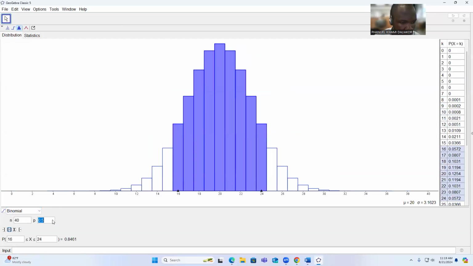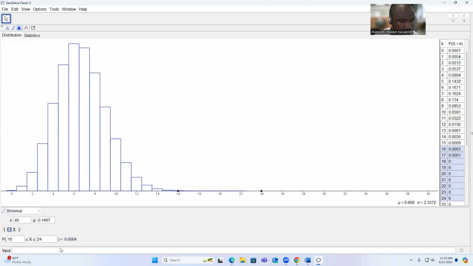Then the success on one trial is what? 1 on 6. On a die, when you throw a die, the success is 1 on 6. And so what is the probability that we have exactly 7 trials? Exactly 7.